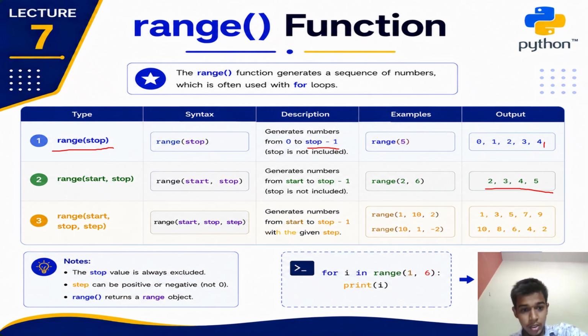Now the third form is range(start, stop, step). This tells Python how much to increase or decrease the number each time. For example, you can see that here it is written range(1, 10, 2). So here the number increases by 2 and will go till 10 minus 1, that is 9. So 1, then a gap of 2, skip 2, 3, skip 4, 5, skip 6, 7, like this.